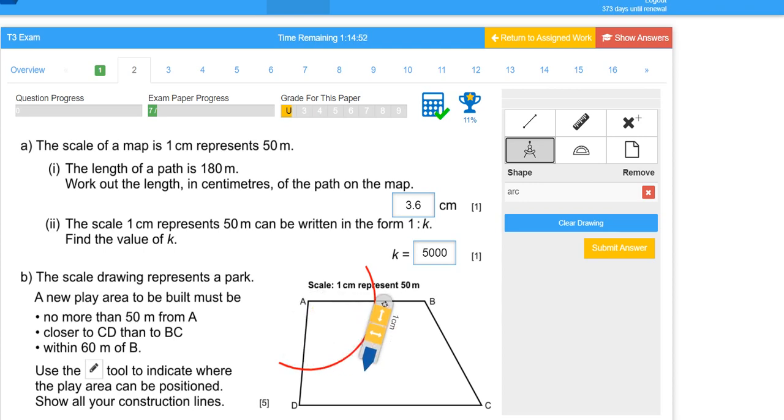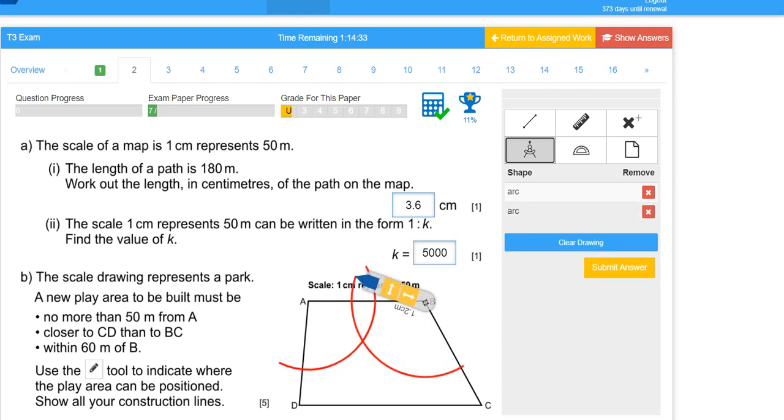Similarly for B, I am told that with B, within 60 meters. So we worked out that was going to be 1.2. So let's just increase that to 1.2. And I'm going to draw an arc there. And here's my arc. So if it is going to be within 60 meters of B, it's got to be inside this arc. So that tells me it's going to be somewhere probably in here where both of those are represented. And that you should have been able to do with your existing knowledge of constructions.